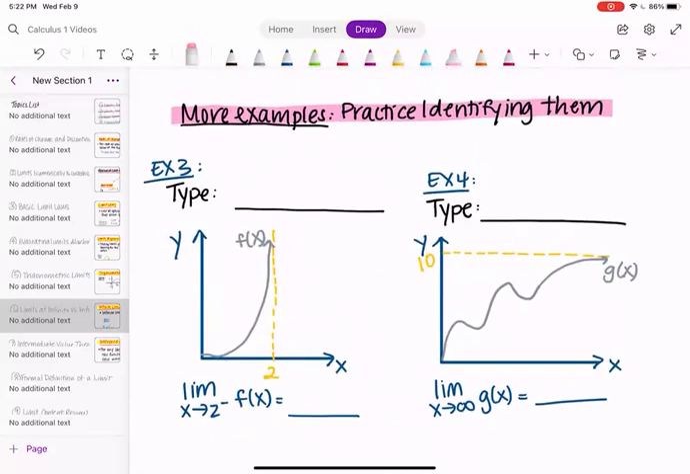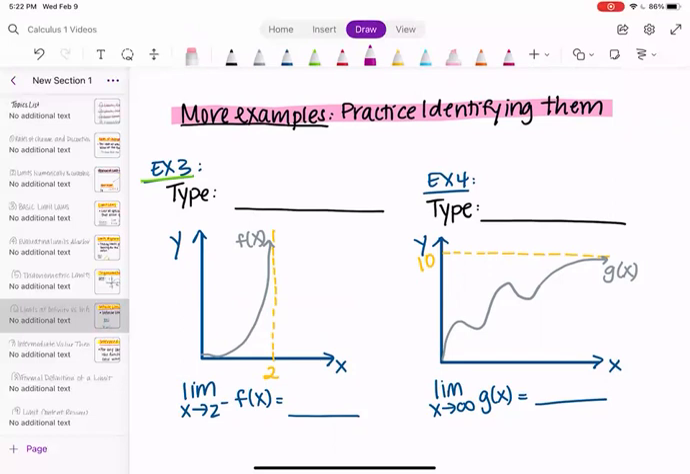So let's look at example 3 here. We're looking at f of x, and we're wondering what kind of limit that is. Is that a limit at infinity or a limit of infinity? There are two ways to look at it. I'm sorry, limit at, yeah, or of. So there are two different ways we can approach it.